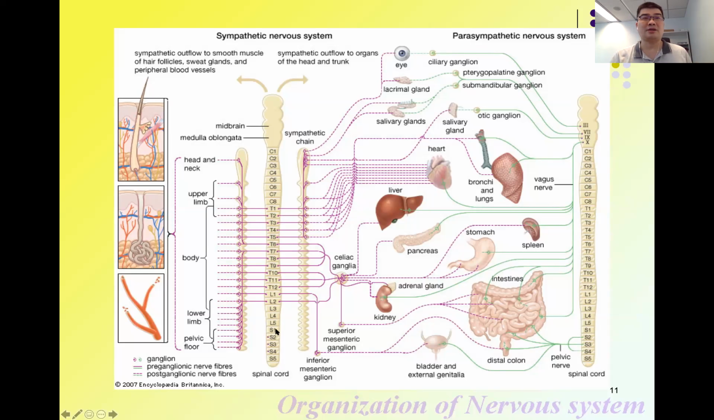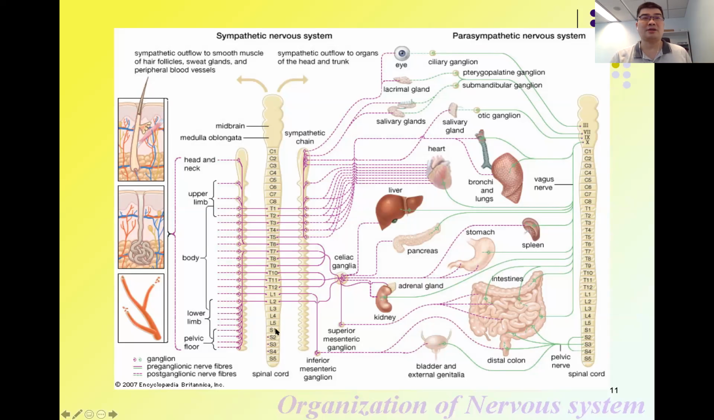Now this is similar, from the spinal cord going to the ganglia. This is not close to the vertebrae, and then this goes to the target. Now, don't be confused, this is sympathetic. So these are prevertebral ganglia. Okay, all those. You can see that.